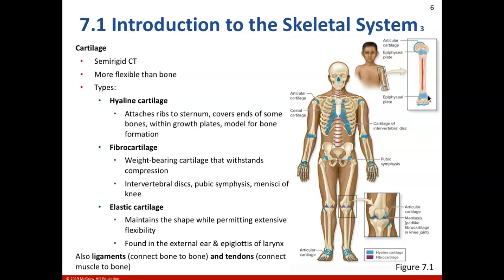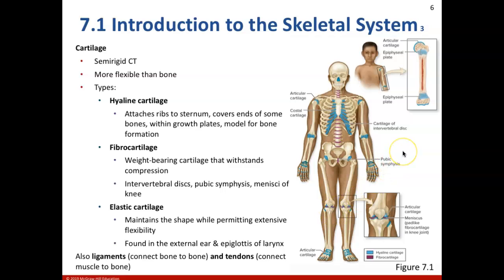And then we have fibrocartilage, which you can see pictured in the magenta purple here. And this is going to be a weight-bearing cartilage that can withstand compression. So we see these in areas such as these intervertebral discs, the pubic symphysis or interpubic disc, and also within the menisci of the knee.